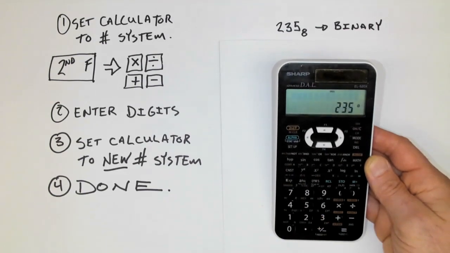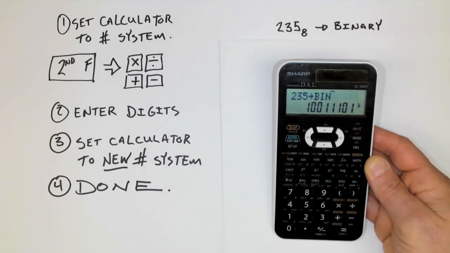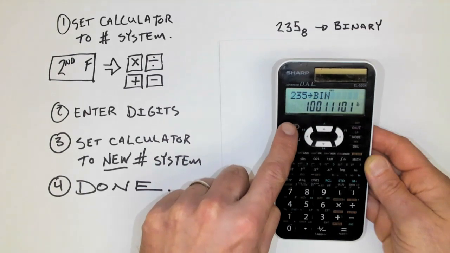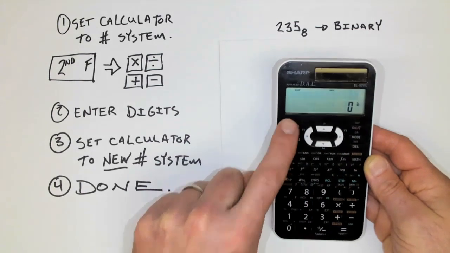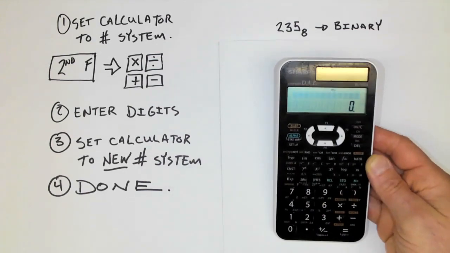235. Now what I want to do is convert this to binary. And so what I do again is press the second function and binary, which is the divide symbol for me. And here is my equivalent number given in base 2, which is binary 1001 1101. Pretty straightforward. So if we want to go back to decimal, because let's say we want to do another number or something, press second function and go to decimal, and there we are. Press the clear key again, and we're all good.